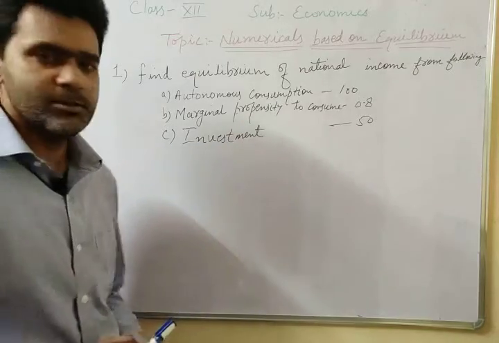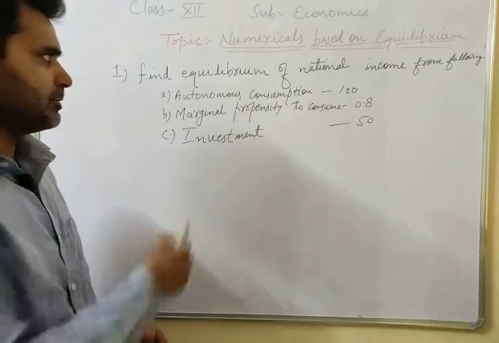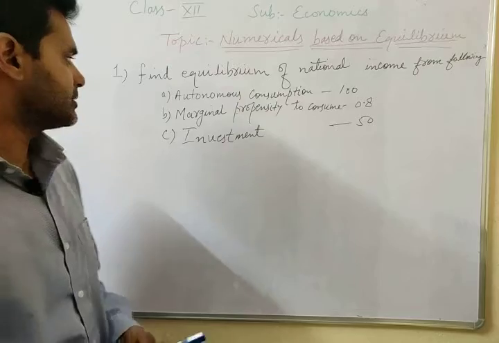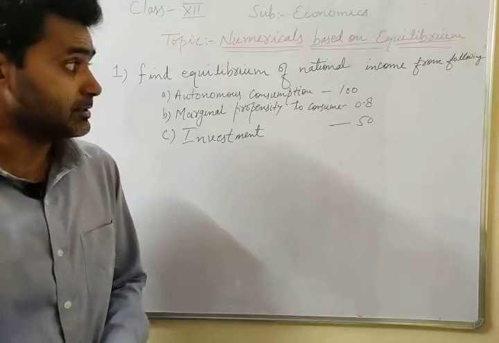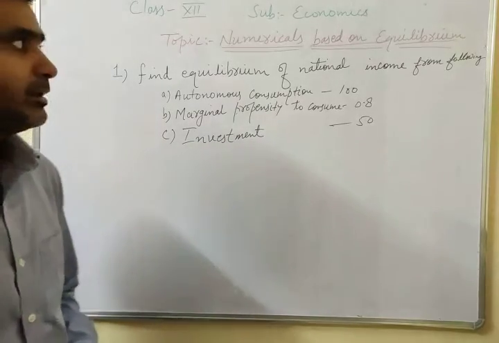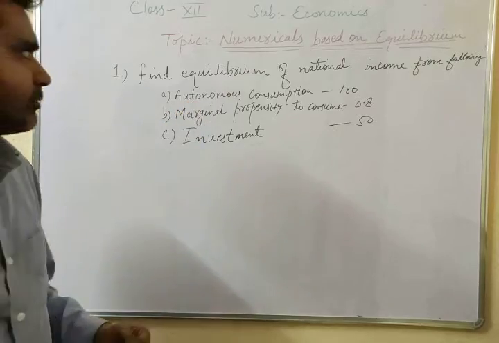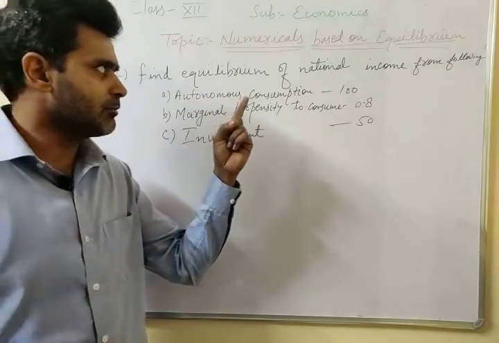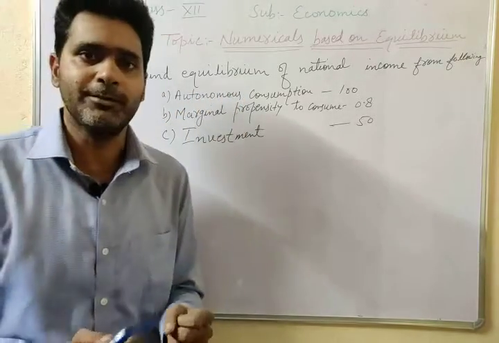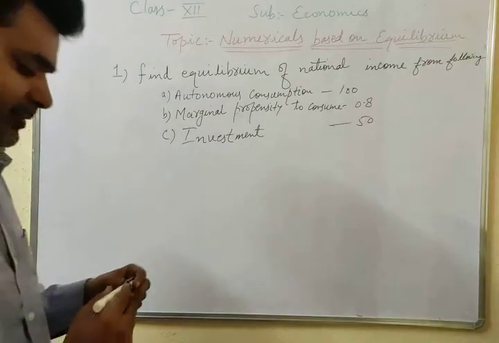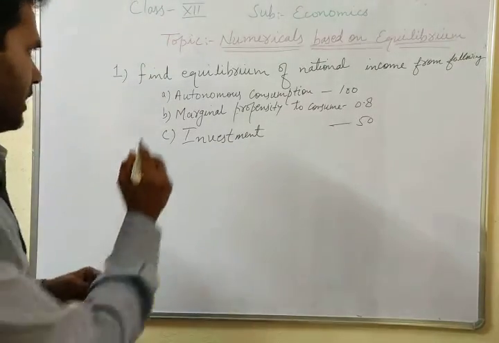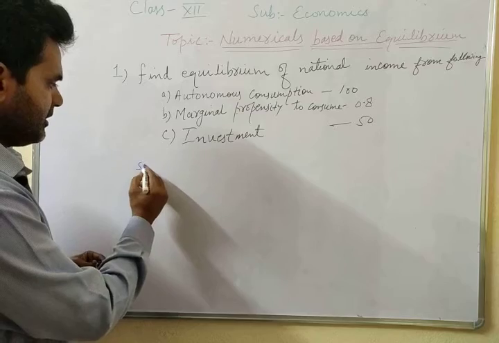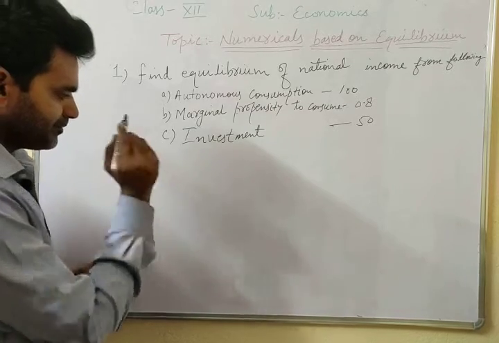Autonomous consumption is 100, marginal propensity to consume is 0.8, and investment is 50. So what do we have to calculate over here? We have to calculate the national income, the equilibrium national income. So how do we solve it? Let's see. This is the solution.